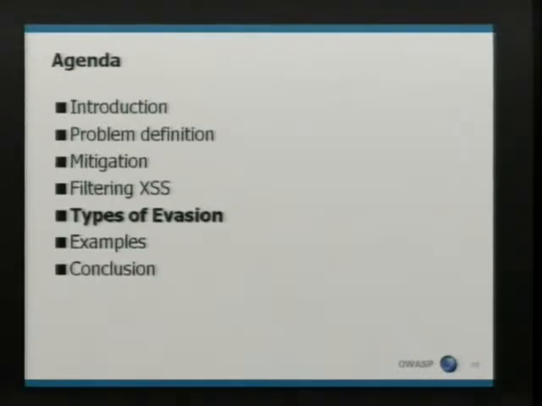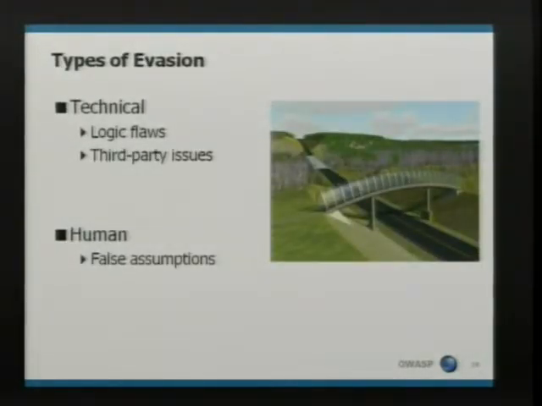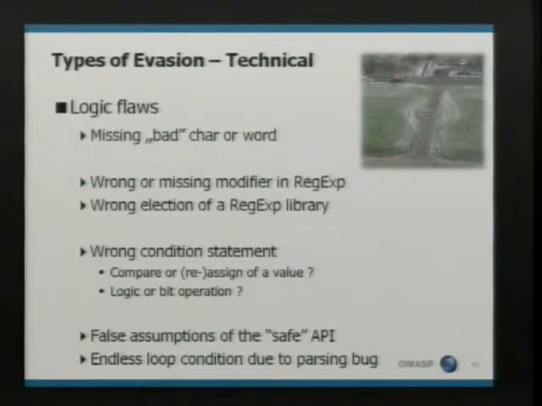So what kind of evasion exists? From my experience, I put it into 3 categories, or 2, and I split it again. The first are technical based, and the next are human based. The technical ones I split up into logical flaws and third-party issues. So what is it exactly? Under logic flaws I put everything that I mentioned before on the disadvantage side of the filters, from the basic approaches.